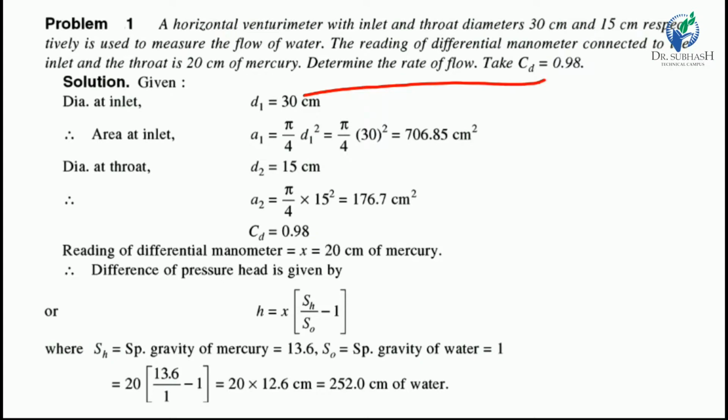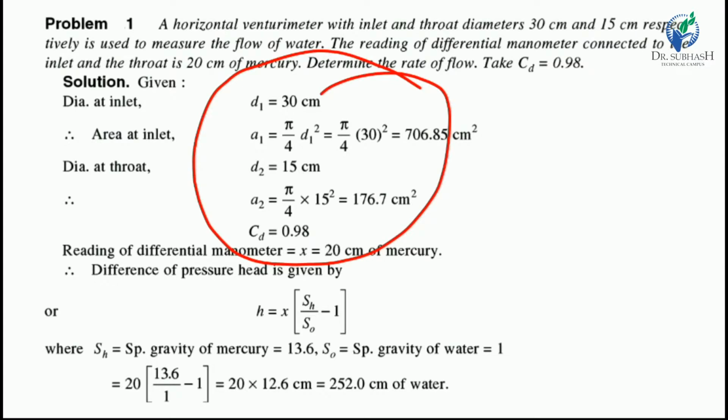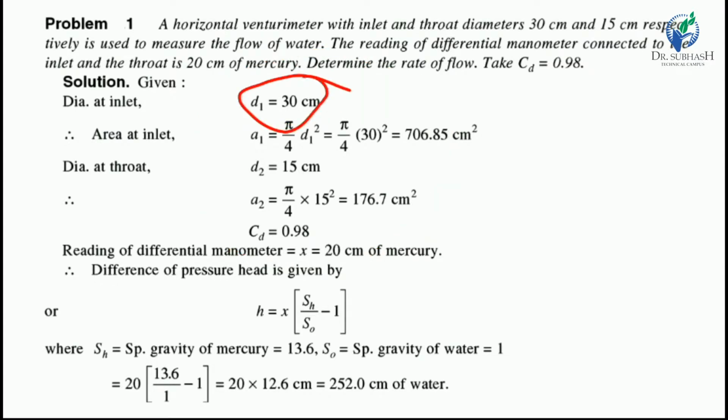Determine the rate of flow. Take the coefficient of discharge for the Venturimeter as 0.98. So we write the given data. D1 means diameter at section 1, 30 centimeter. Area we can find from the diameter at section 1. D2 is the diameter at section 2 and A2 is the area at section 2, which we find from D2. Now Cd is given.